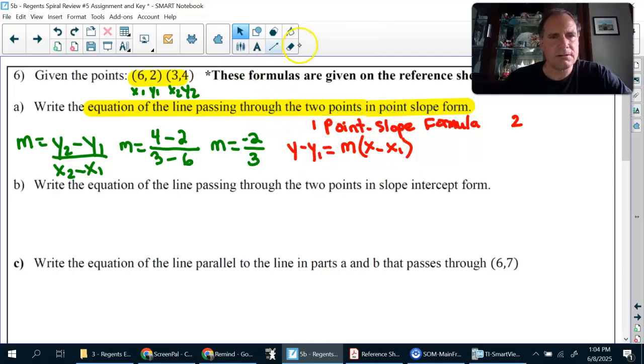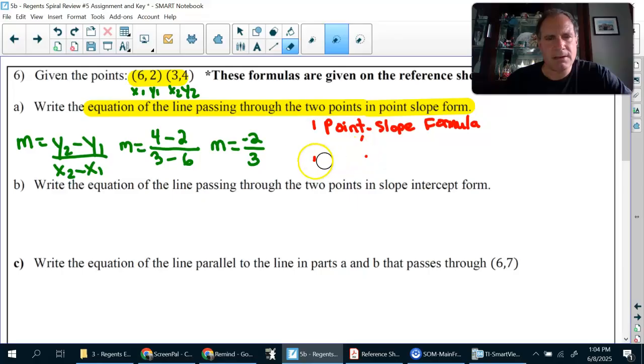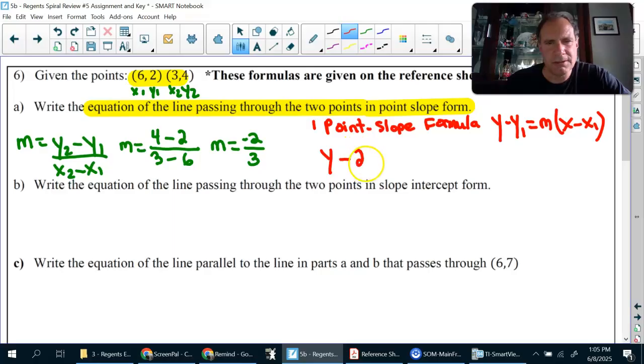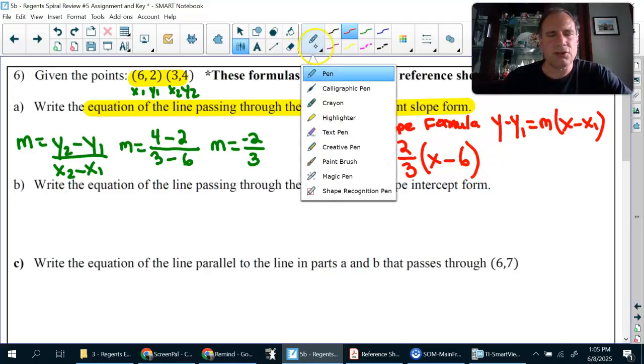And actually, I'm just going to erase number 2 because they want it in point slope form and then slope intercept form. So we're going to write down that formula y minus y1 equals m times x minus x1. And then we're going to substitute those numbers in. y minus y1, which is 2, equals m. We figured out the m is negative 2 over 3. The x stays x minus x1, which is 6. This is point slope form.